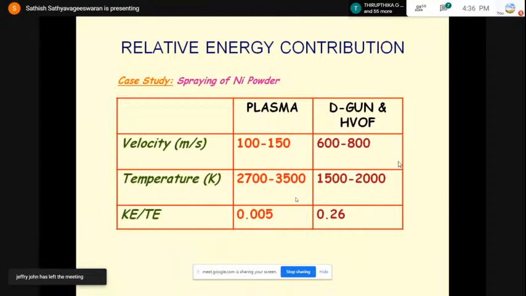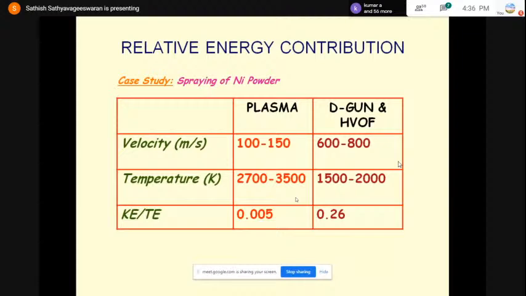If you compare the differences between the plasma, detonation gun, and HVOF processes, you can see that this is one of the case studies, depositing nickel powder over a stainless steel substrate. If you look at plasma spraying, the velocity is very low, varying from 100 to 150 meters per second. This is for nickel powder. At the same time, the temperature is around 2700 to 3500 degrees centigrade, and the kinetic energy is 0.005.